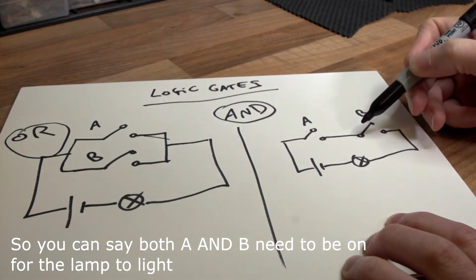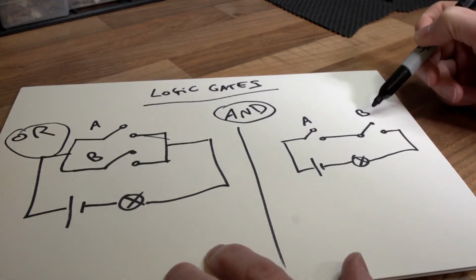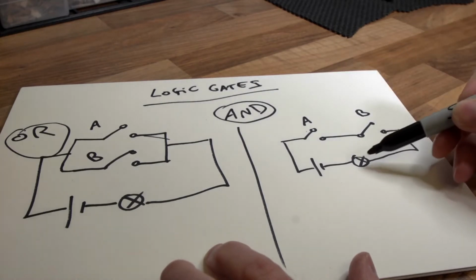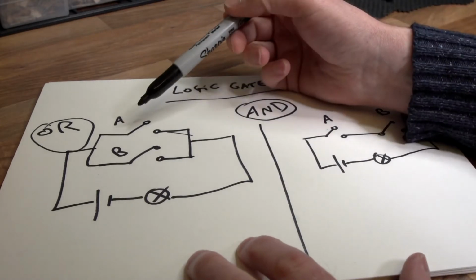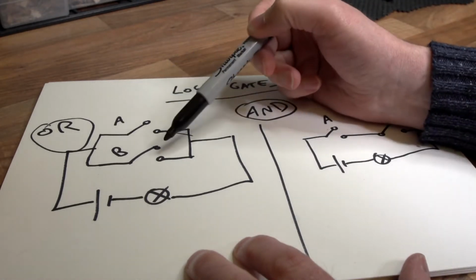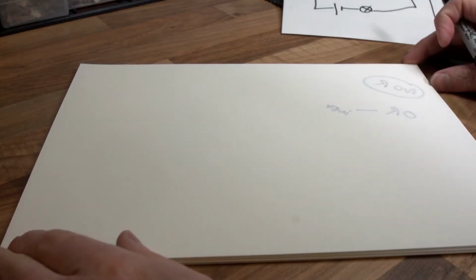That's a good simple representation of an AND gate, where A and B are our input terminals and the lamp is the output terminal. Think of it that way. And just to recap on the OR gate, that's the other way around. So either A or B can be on to light the lamp. So that's an OR gate, that's an AND gate. Okay, so moving on, what about other gates? We've looked at the OR gate, we've looked at the AND gate.